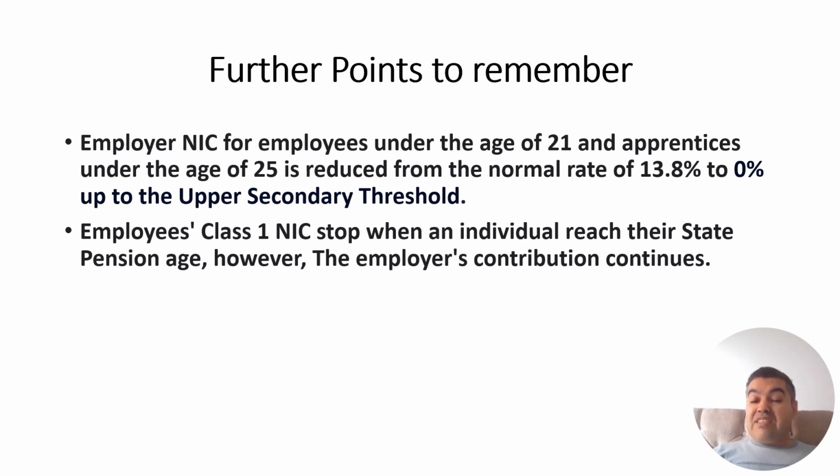Employee Class 1 NIC stops when individuals reach their state pension age. Very important to remember. However, employer NIC still continues. So the employer will still contribute even if that employee is past pension age. There are some people, I see them in the UK, who are 75 years old and already get their pension. If they're still working, they will not be subject to employee NIC, so the employer should not deduct employee NI. However, the employer NI will be paid by the employer, as pension age is not relevant to employer NI.